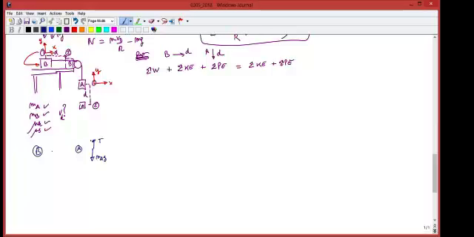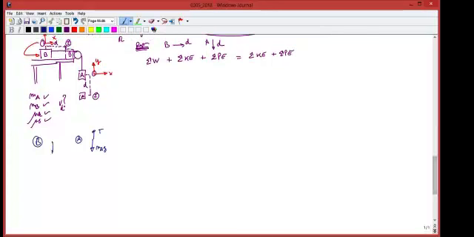What about object B? Excellent. We have the weight, mBg. We have the normal force, the tension, and the friction. Same as before.